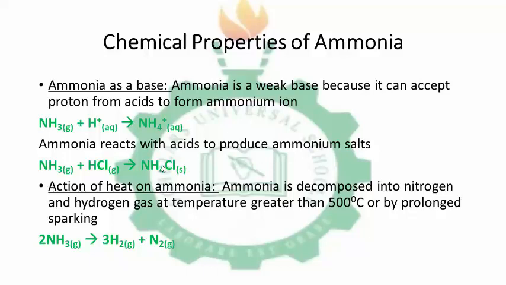Now, action of heat on ammonia. Ammonia is decomposed into nitrogen and hydrogen at temperatures greater than 500 degrees Celsius or by prolonged sparking. Now, if you can remember, in the laboratory, in the industrial preparation of ammonia using the Haber process, I made mention that for optimum production of ammonia, the temperature is 450 degrees Celsius. Now you can see that at a temperature of 500 degrees Celsius, the ammonia gas which is produced from the Haber process can decompose to form the hydrogen gas and the nitrogen gas.